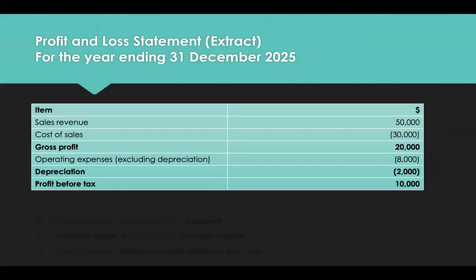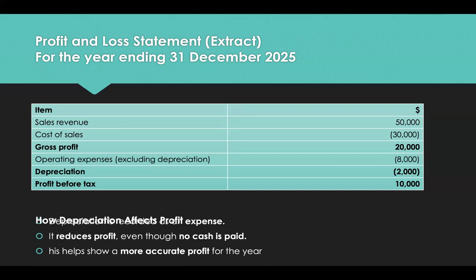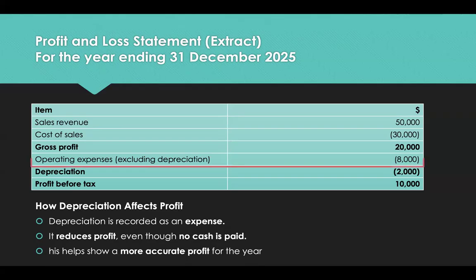Depreciation is recorded as an expense in the profit and loss statement. Although no cash is paid, depreciation still reduces profit. This is important because accounting profit should reflect all costs, not just cash outflows. Recording depreciation helps ensure the profit figure is fair, reliable, and suitable for comparisons across different years.